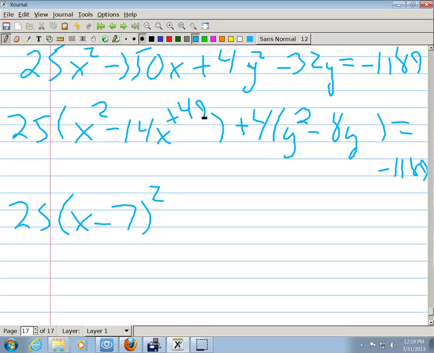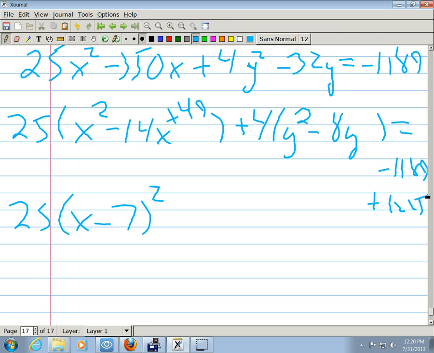So what do I have to do to both sides? I added 49 there, so I have to add 49 to both sides? No, I didn't add 49. What did I add? What if it distributed the 25 back in? Oh, 49 times 25 is what? That's 1225. So now I got to add 1225 to both sides. Yes. Doesn't it sound familiar? We're doing everything backwards, so it should sound familiar.